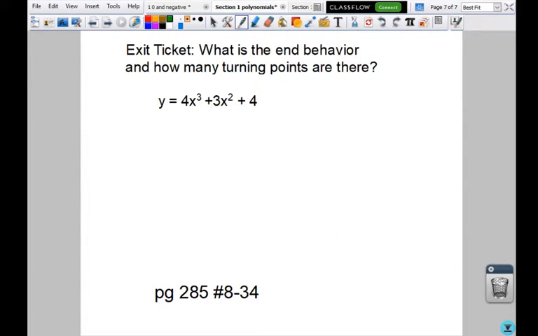All right, so on this next one, it's actually your exit ticket. You're gonna tell me what the end behavior is and how many turning points there are. For your turning points, you're gonna have to graph it. What if you can visualize it in your head? I would say you need to be in a harder math class.